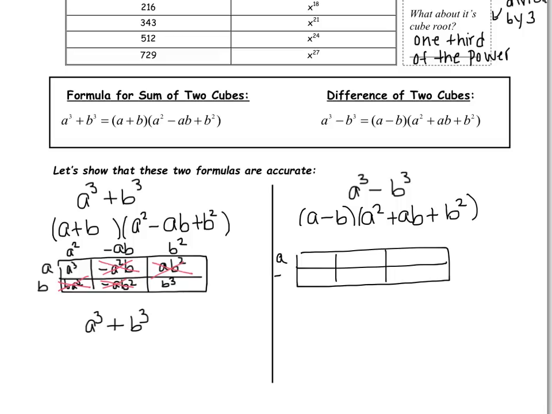Here's a and negative b. Here's a squared, ab, b squared. This would be a to the third, a squared b, ab squared, negative a squared b, negative a b squared, negative b to the third. So again, on my diagonals, when you add these and when you add these, they're going to cancel. And all you're left with is a to the third minus b to the third.